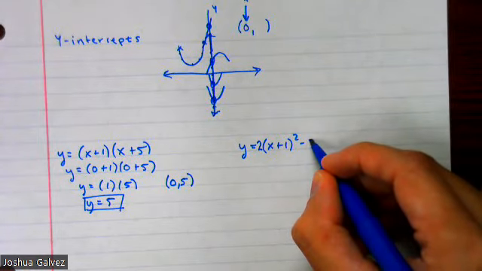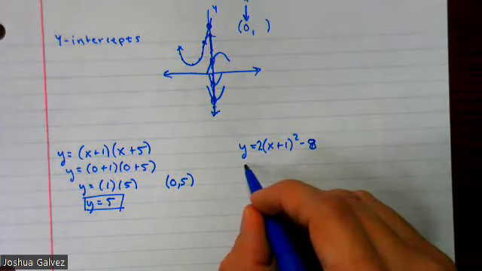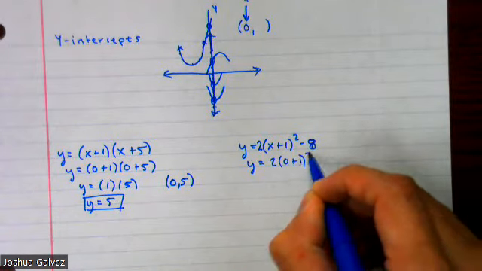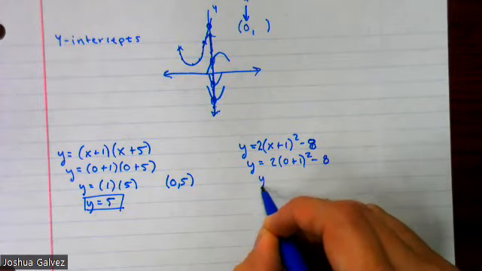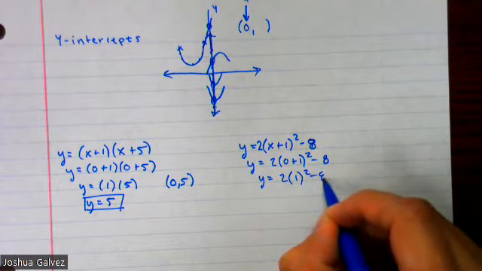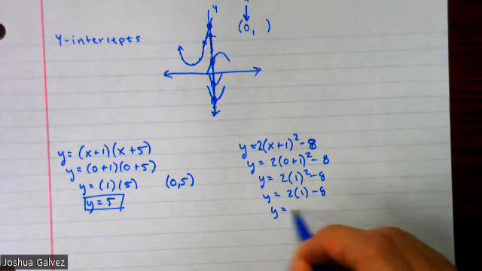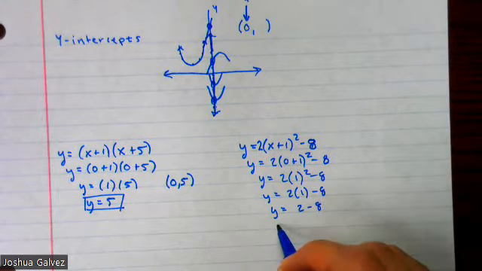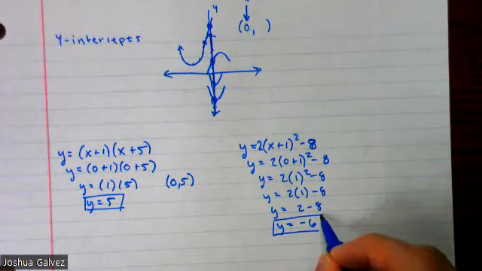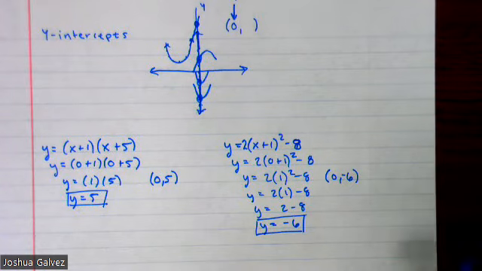Let's do this one. So we would put a 0 here for x: y equals 2 times 0 plus 1. Again, simplify using the order of operations. Parentheses happen first, then exponents, then multiplication. There's no division, no addition, then we do subtraction, and you get -6. Again, it tells you what the y-coordinate is. So our x-coordinate is 0, our y-coordinate is -6.